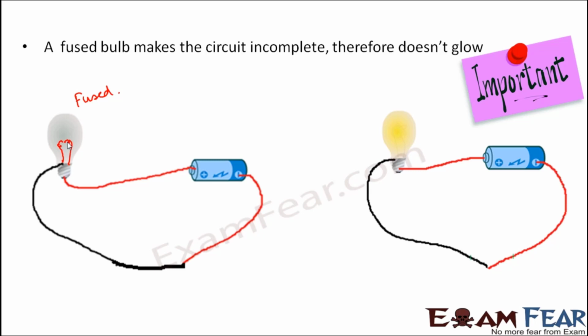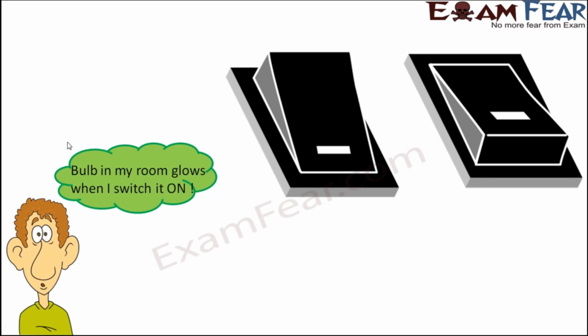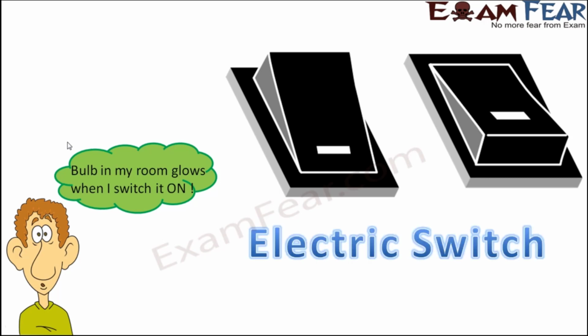So this is another important factor which is important for the bulb to glow. The bulb should not be a fused bulb, it should have a proper working filament. We all have observed that the bulb in the room glows only when we switch it on. So the switch also plays a very important role there. What are these switches and what kind of role do they play? How important are they in terms of electricity, in terms of electric circuits?